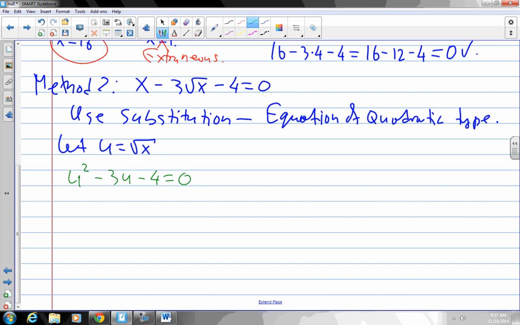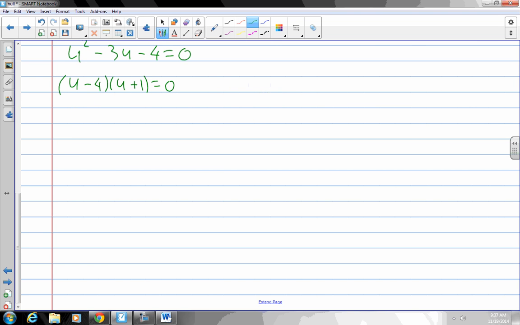If you square the u, you're going to get the x. So it has that same pattern. You agree with that? This is a friendly quadratic. It's very factorable. If I factor that, u minus 4, u plus 1 equals 0. Right? You set both of those to 0. U minus 4 equals 0. U plus 1 equals 0. So u equals 4. U equals negative 1. Is that okay? So that was easy to solve for u.